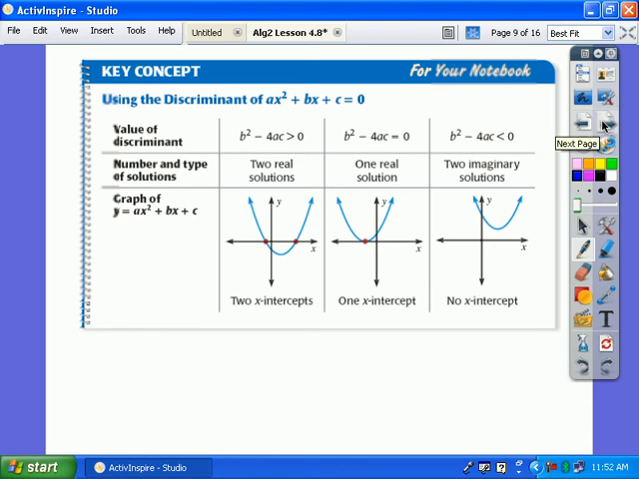Namely, if the discriminant is positive, it means we'll get two real solutions, so we can look at the graphing calculator and see where the intersection points are. If the discriminant, the b squared minus 4ac part, is negative, we'll have two imaginary solutions. If the discriminant is 0, we get one real solution.